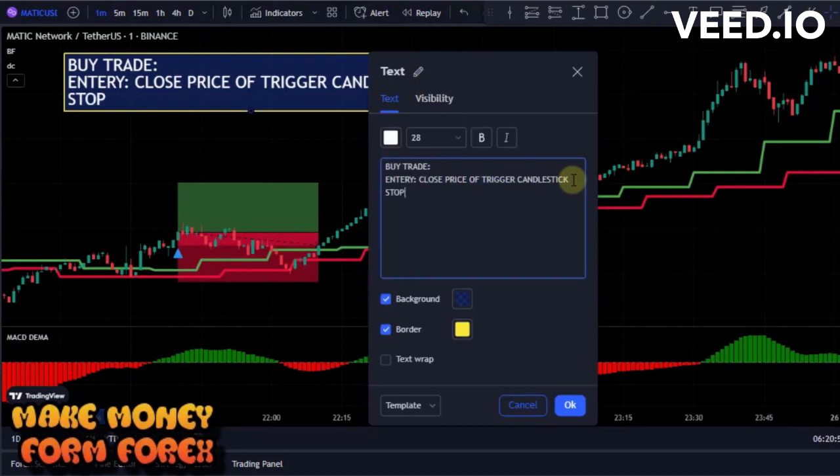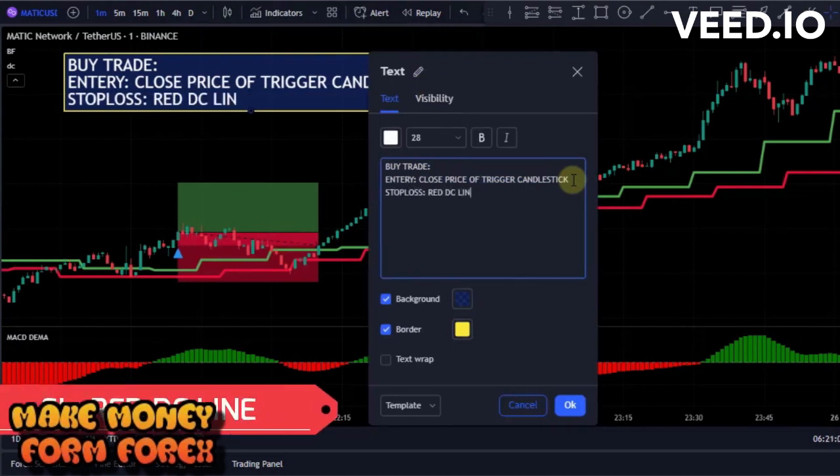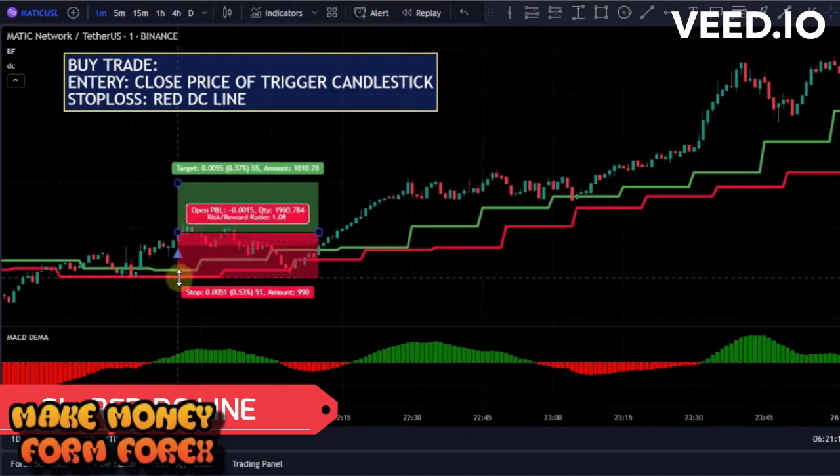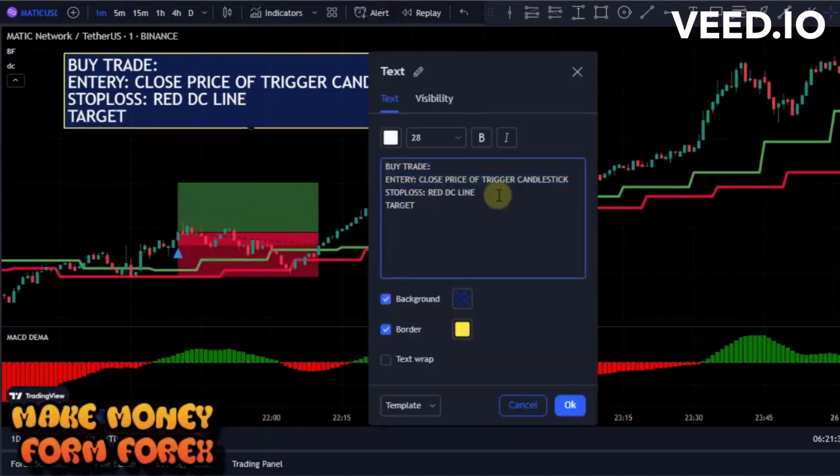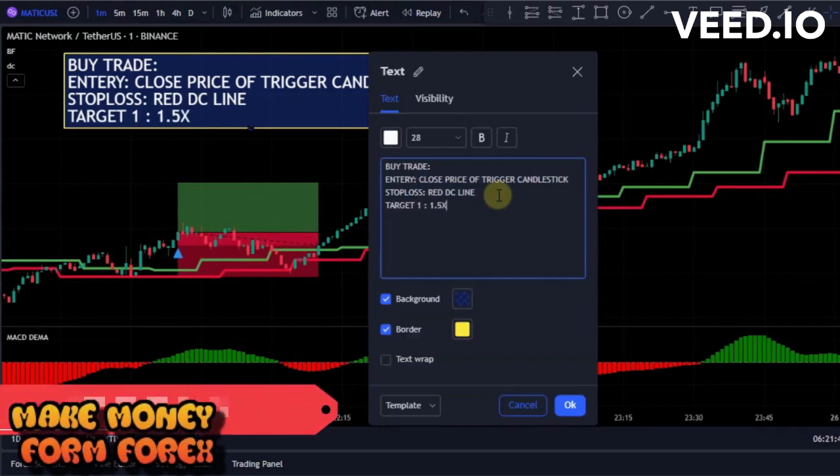You should place the stop loss under the red downtrend channel line. And the proper target for this setup is to use the risk reward ratio of 1 to 1.5.